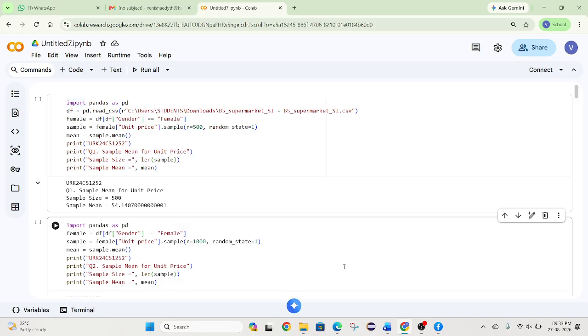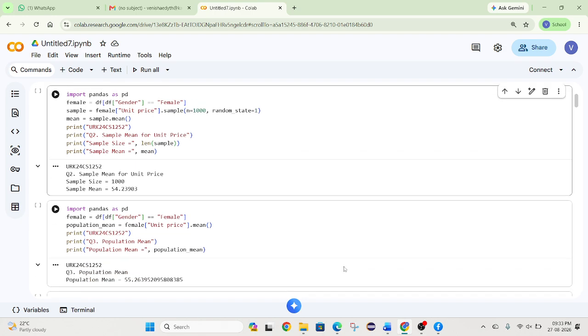First question is that we are taking the sample mean as 500. First we take 500 female customer records. Then we take their unit price values and we calculate the average price of that column. So this question is basically finding the sample mean.